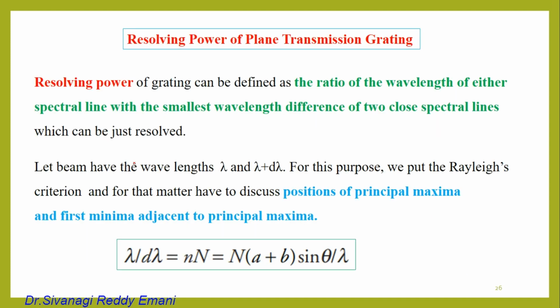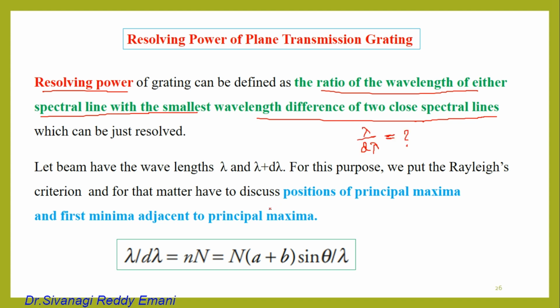Next, we have to find out the resolving power of a plane transmission grating. In order to find it, we use the Rayleigh criterion. According to the Rayleigh criterion, we have to identify the position of the principal maxima and its first minima adjacent to the principal maxima. From there we have to calculate. So how can we define resolving power? Resolving power of a grating or optical instrument is defined as the ratio of the wavelength of either spectral line to the smallest wavelength difference between two close spectral lines.